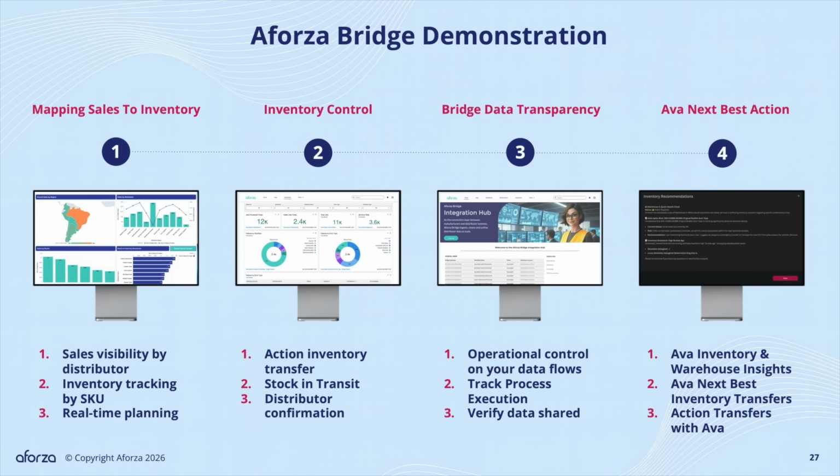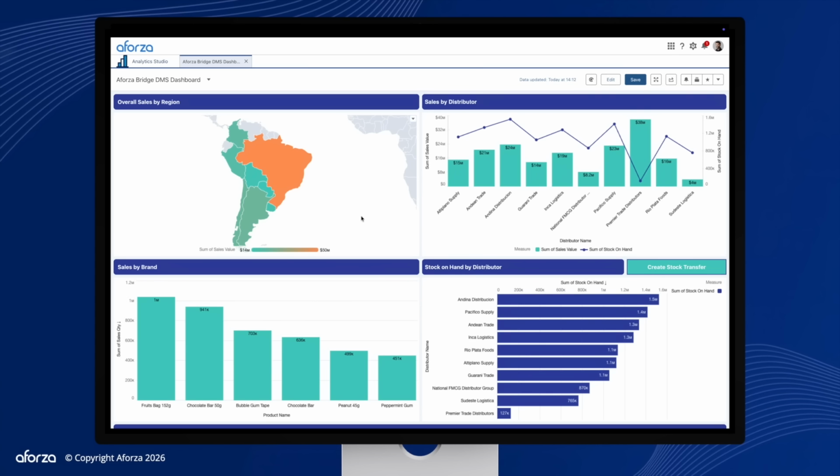And finally, we're going to finish off with some help from Ava. That's Aforza Vertical AI, as Ed just introduced. We're going to see how Ava can give us inventory and warehouse insights and provide a next best action based on the data that's there and based on what Ava is seeing on trends and performance for those different inventory locations. Right, so now I'm going to show you a real-world indirect market scenario.